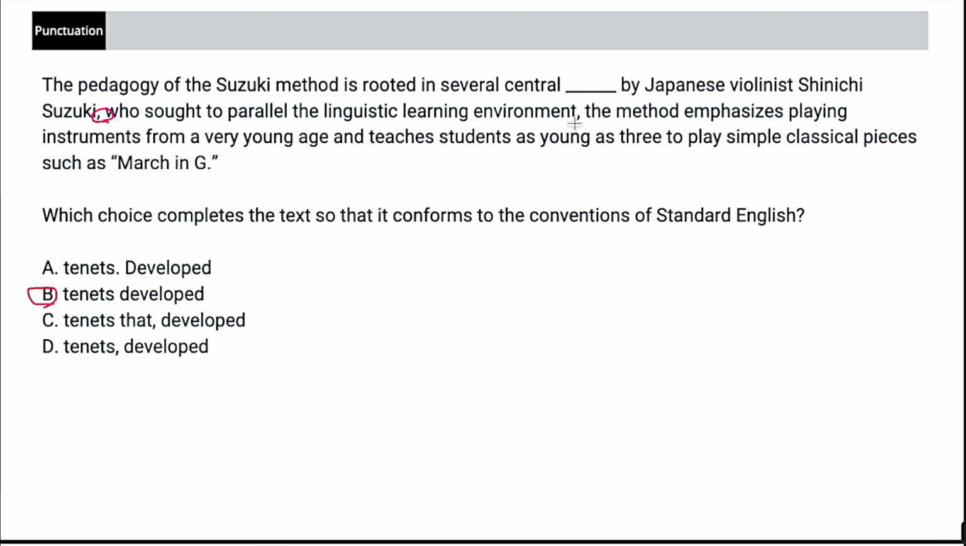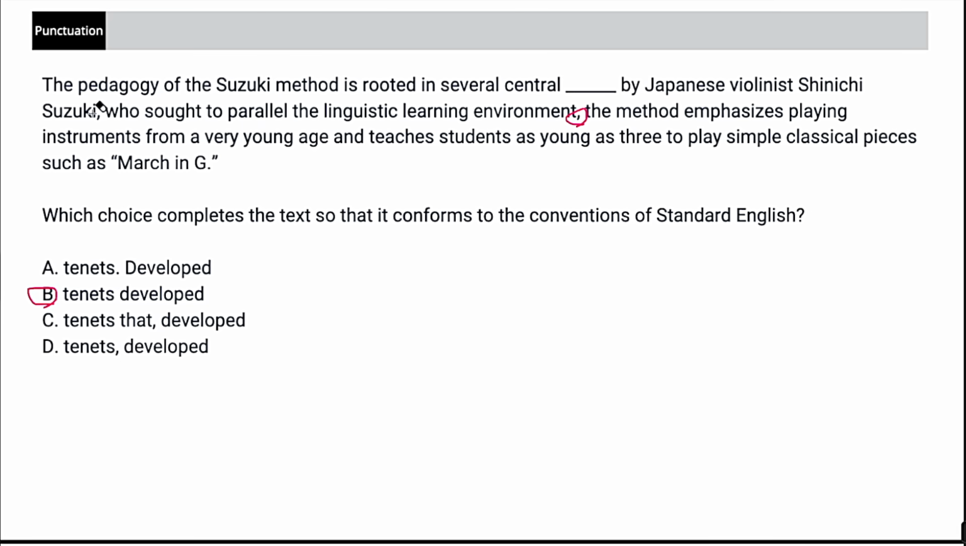Even if we read to here, we would have the pedagogy of Suzuki method is rooted in several central tenets developed by Japanese violinist Shinichi Suzuki, who sought to parallel the linguistic learning environment. That also is great. That's a full sentence. So choice B seems really strong.